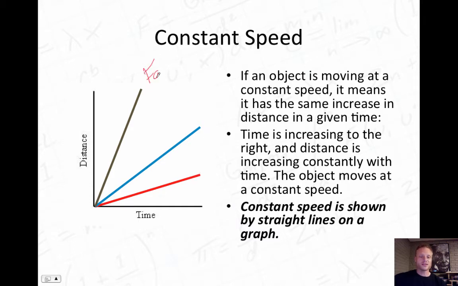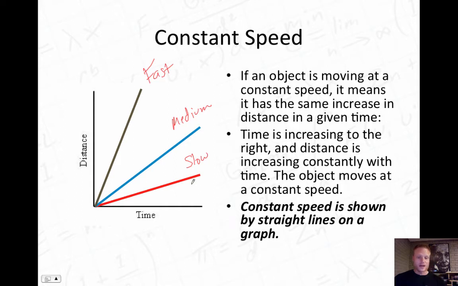Okay, this one is really fast because notice it covered a whole bunch of distance in a very short amount of time. This one I guess we could call medium because it covered an average amount of distance in a certain amount of time. And this one is relatively slow. It didn't cover much distance in the same amount of time as, say, the blue one.